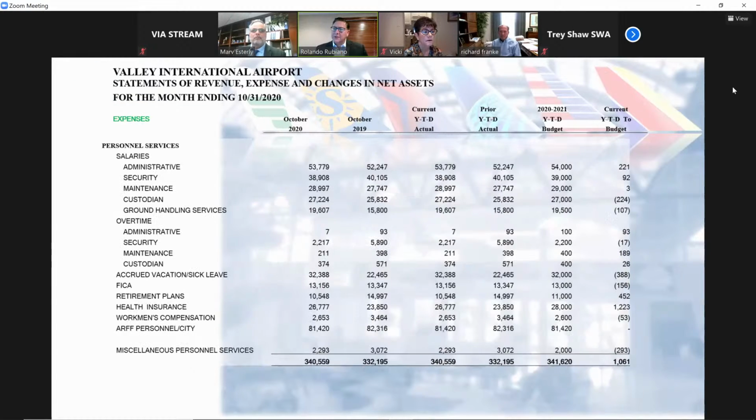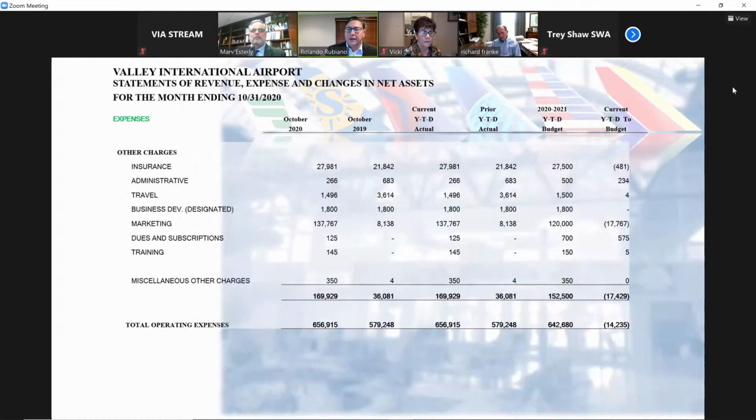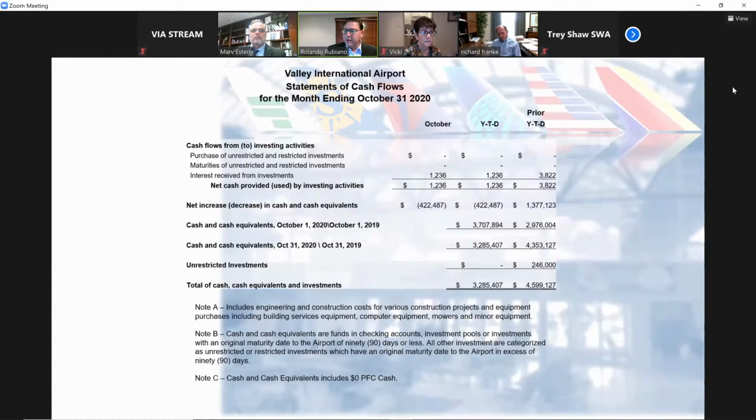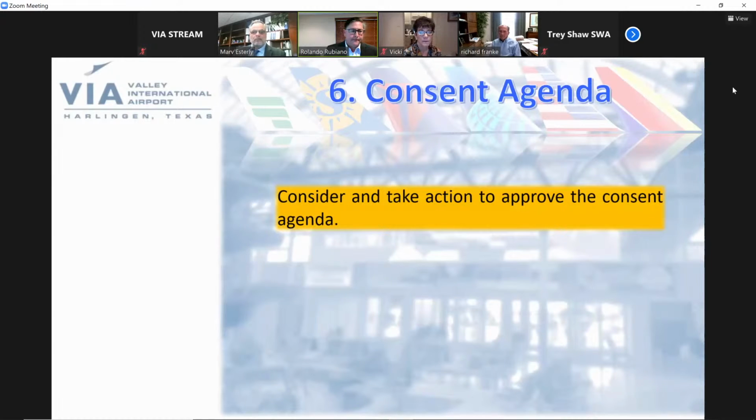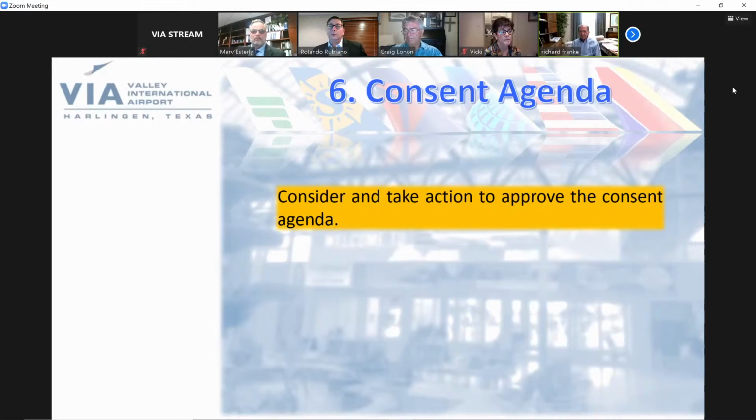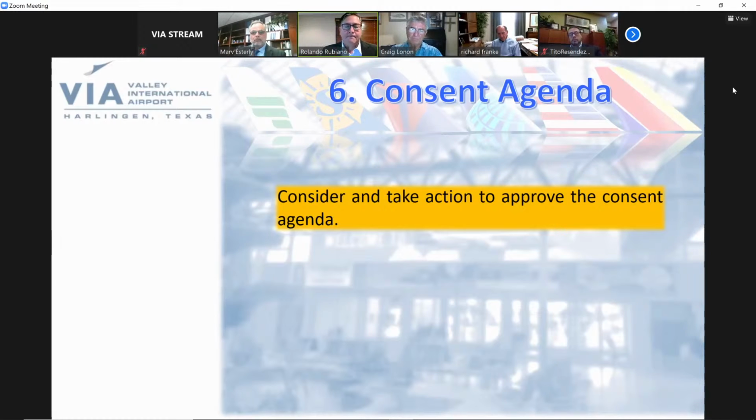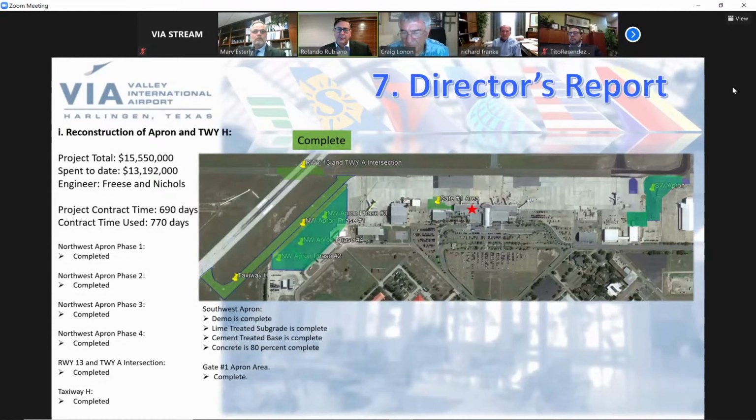Okay, hearing no further discussion, do we have a motion to accept the consent agenda items A and B with the correction that Ms. Moore noted? So moved. We have a motion. Do we have a second? Second. We have a motion and second to accept agenda items 6A and 6B with the correction noted. Any further discussion? Hearing none, all in favor say aye. Aye. Aye. Any opposed by like sign? Thank you, everyone. Okay, Marv, if we can move into the director's report, item 7.